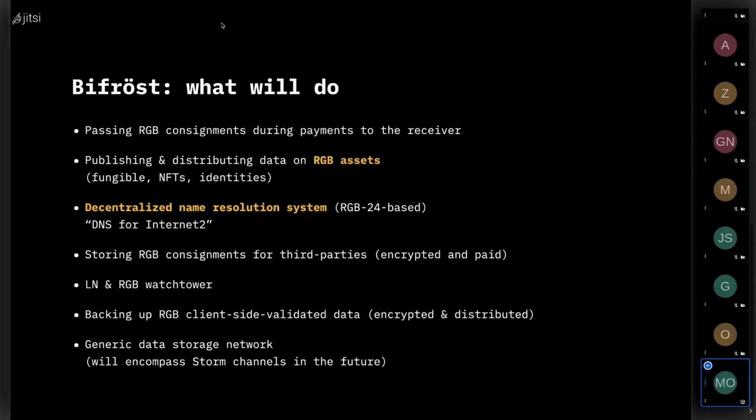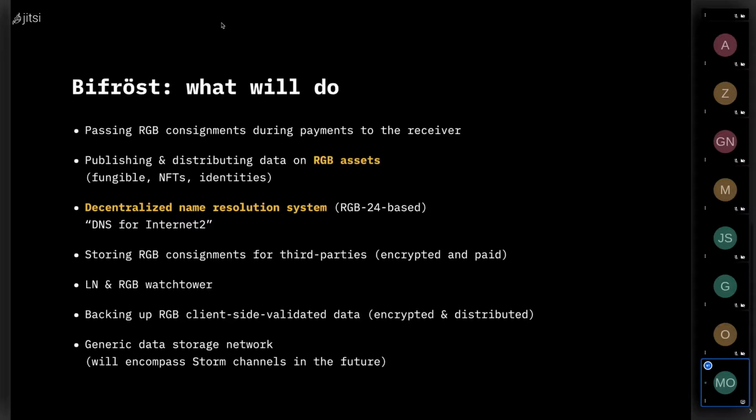Next, if you can pass consignments directly, you can also store these consignments for third parties in encrypted form. And of course, the party that will be storing the consignment has to pay for that upfront. Otherwise, it's like with watchtowers, which are actually another application of the Bifrost network, because you can really simplify the API for watchtowers and combine the Lightning native watchtowers with RGB specific information about Lightning channels.